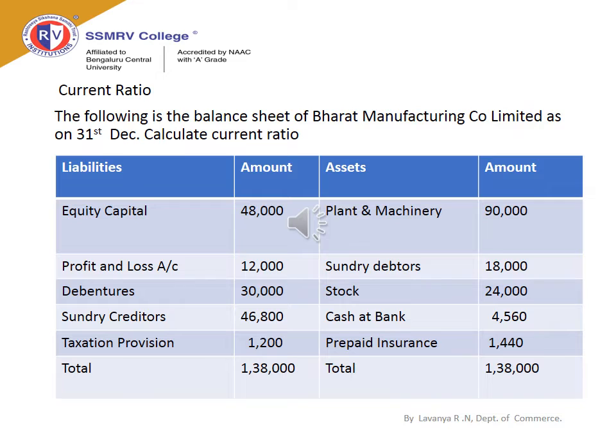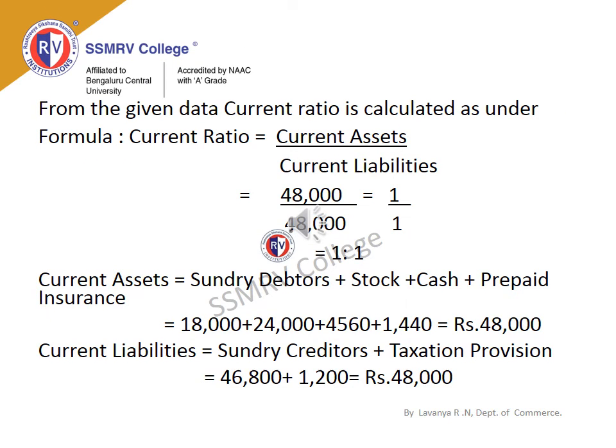We will understand the computation of current ratio. The current ratio expresses the relationship between current assets and current liabilities, and it determines the short-term solvency position of a concern. From the balance sheet data, you are required to calculate the current ratio. The formula for calculating current ratio is current assets by current liabilities. Identify the current assets from the balance sheet. Sundry debtors, stock, cash, prepaid insurance are current assets. Add all the items of current assets. Then the current assets are 48,000.